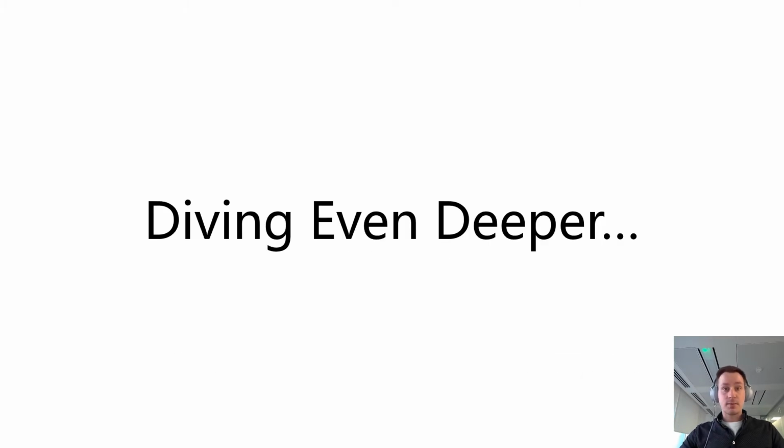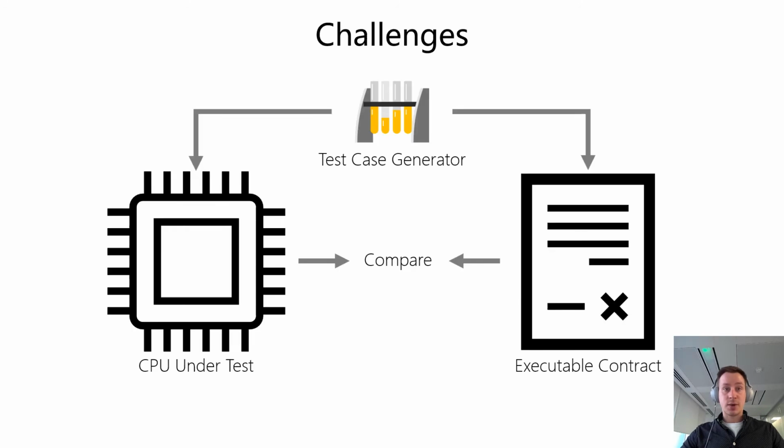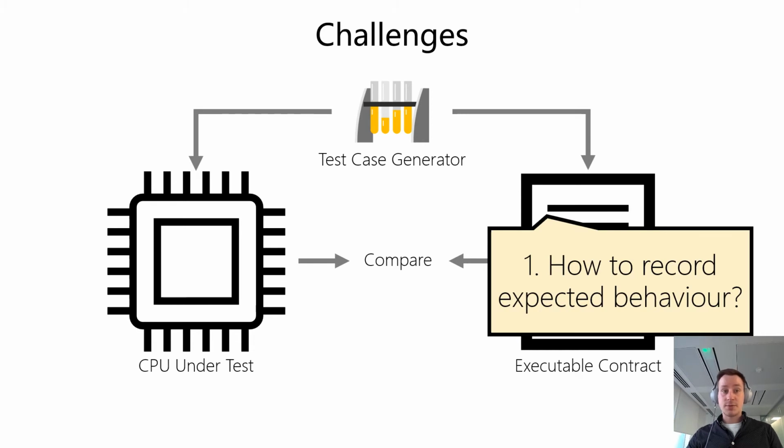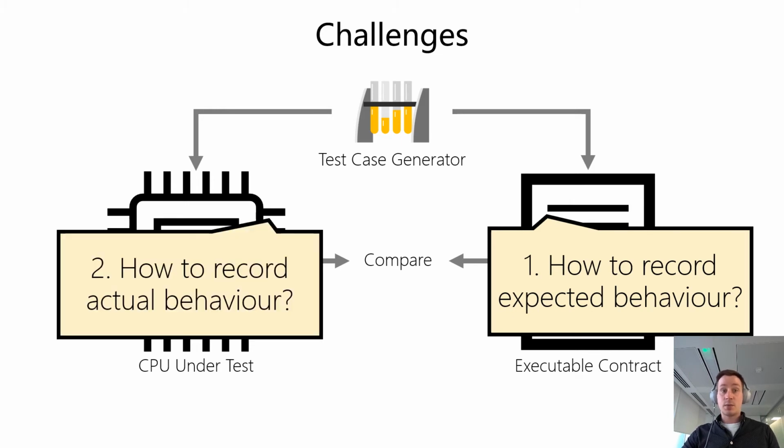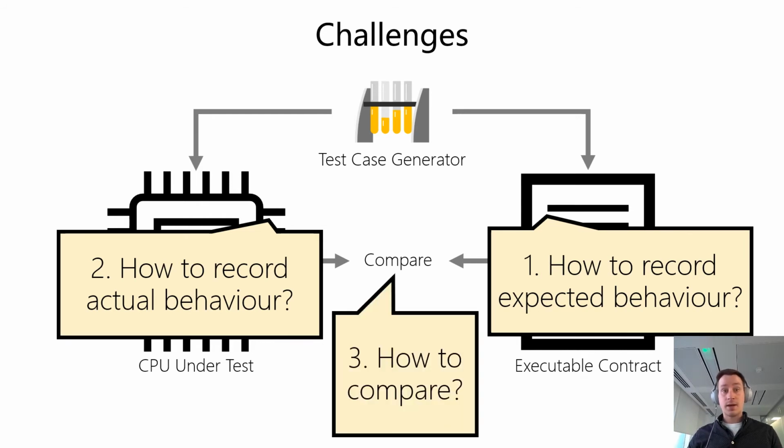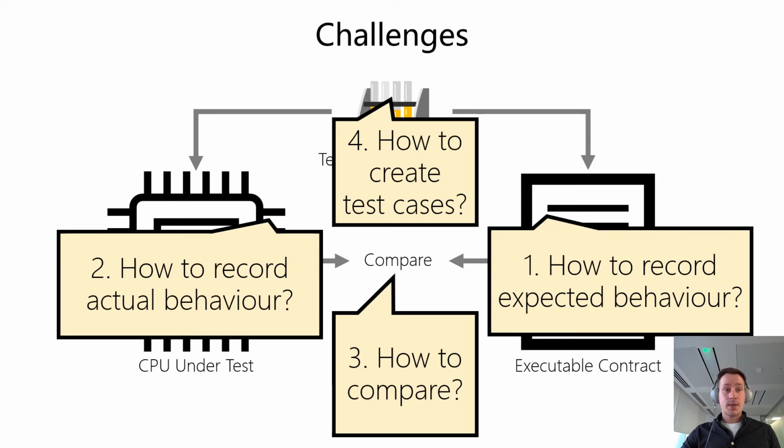Let's look at how it actually works in practice and how we built it. To build this approach, we have to solve several challenges. The first challenge is how to record the expected behavior, the behavior that the contract describes. The second is to record the actual behavior, how the CPU executes a program. Then how to compare these two. And finally, how to create useful test cases to test the CPU with.